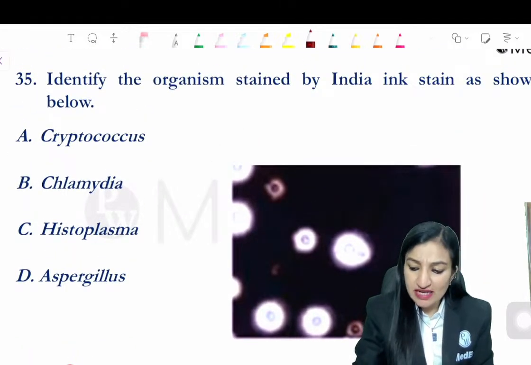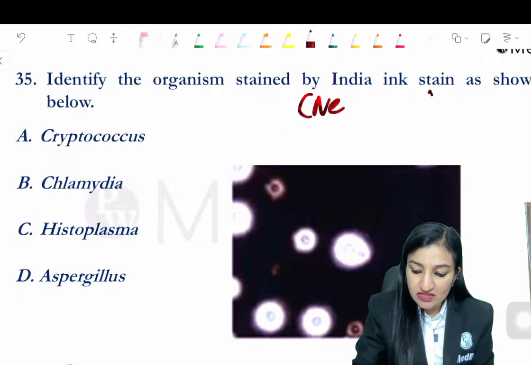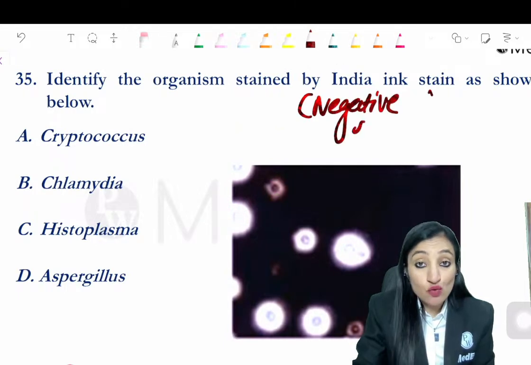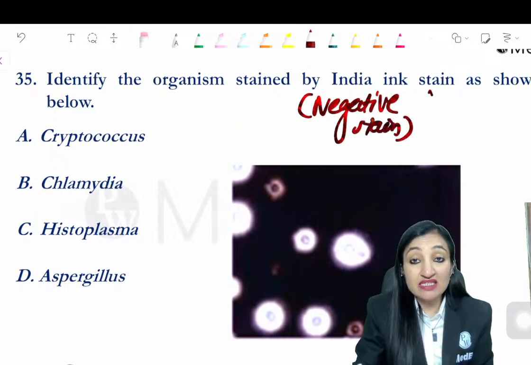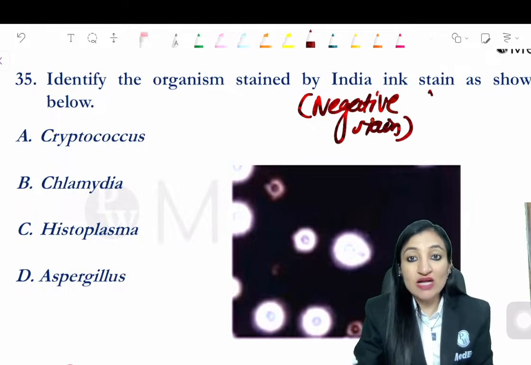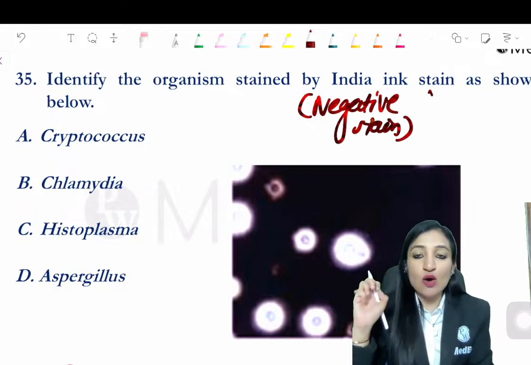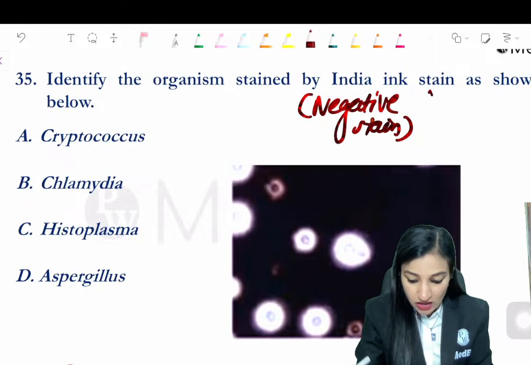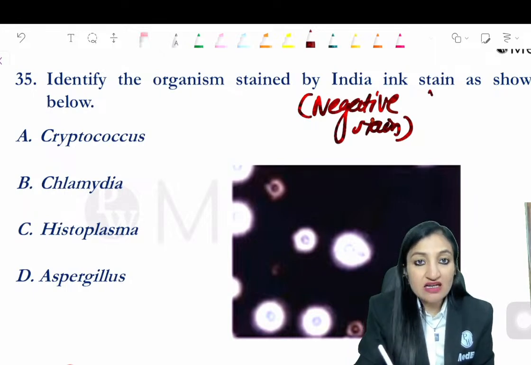India ink. What is India ink? India ink is an example of a negative stain. What you want to see is not going to be stained, but the background is going to be stained. So that what you want to see stands out against a dark background. Okay. So the answer is straight away Cryptococcus.